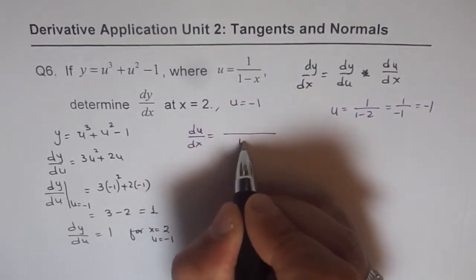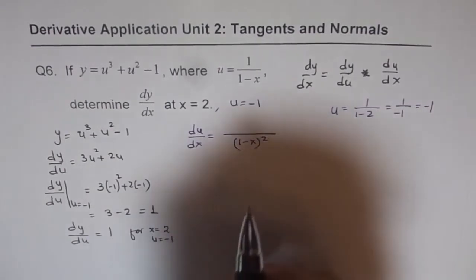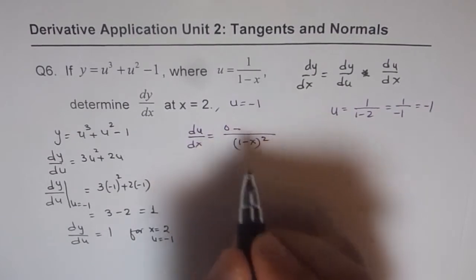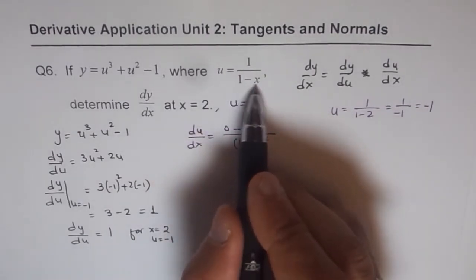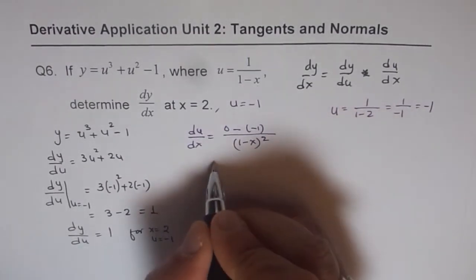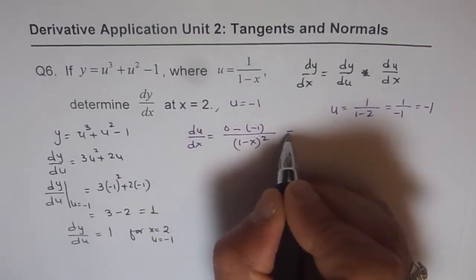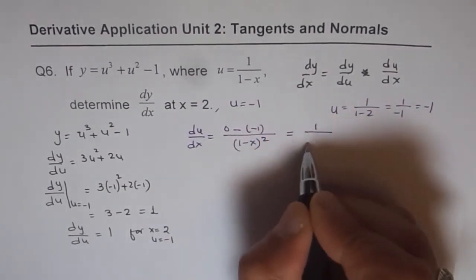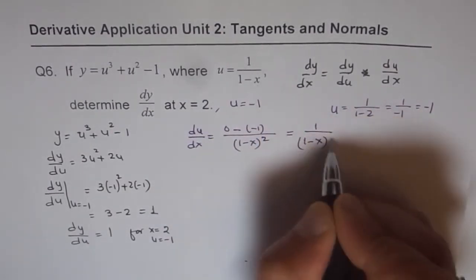So it is over 1 minus x whole squared, and the derivative of 1 is 0, so 0 times anything will be 0, minus 1 times the derivative of this function, which is minus 1. So we basically get du/dx equals, minus times minus is plus, 1 over 1 minus x whole squared.